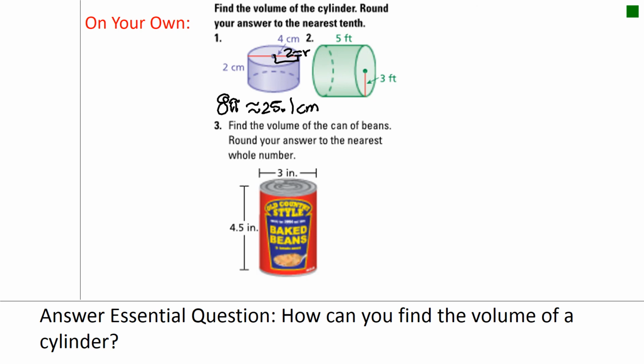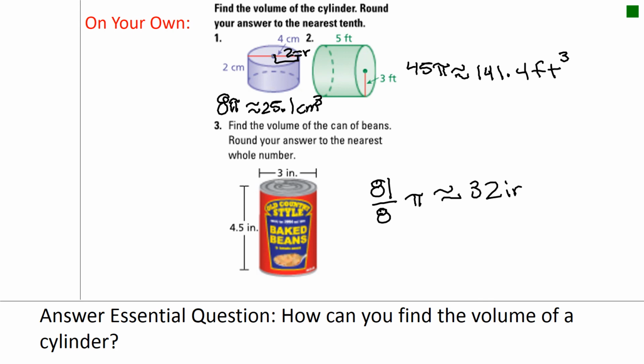All right, number 2, you should have gotten 45 pi. Okay, and 45 pi is approximately 141.4 feet cubed. Oh, sorry, this was centimeters cubed. All right, within reason. All right, now we're going to find the volume of the baked beans, and we should have gotten that it's 81 divided by 8 pi, which approximately equals 32 inches cubed. All right, go ahead and answer your essential question and go take that checkpoint.